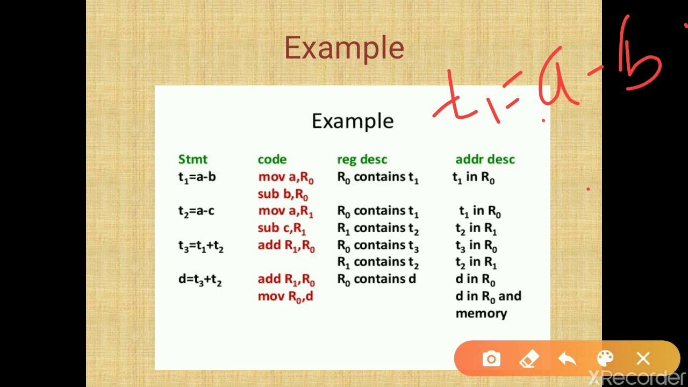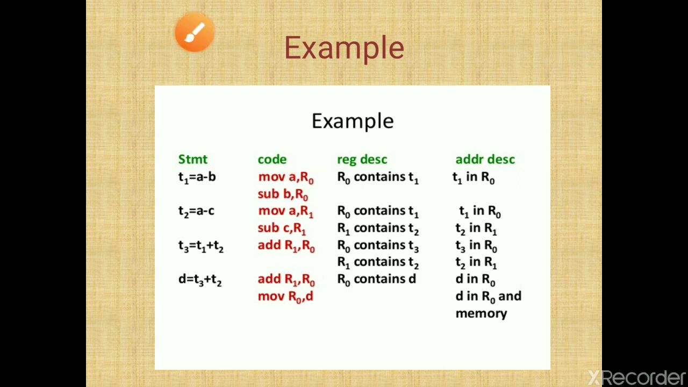Here I have to move the value of a to a register called R0. So what I am doing? I am moving the register value of a to R0. That is why we are giving this instruction, move a comma R0. Here R0 is the final destination. So the value of a is moved to R0.